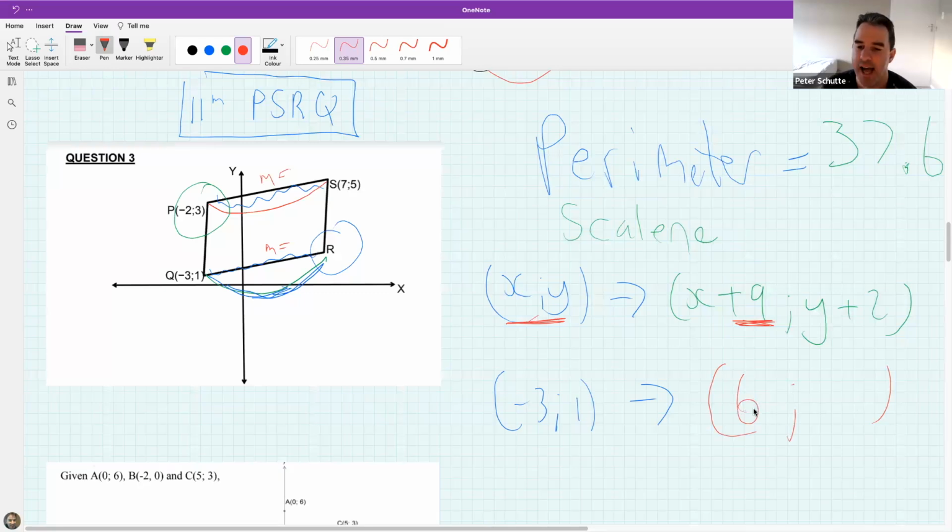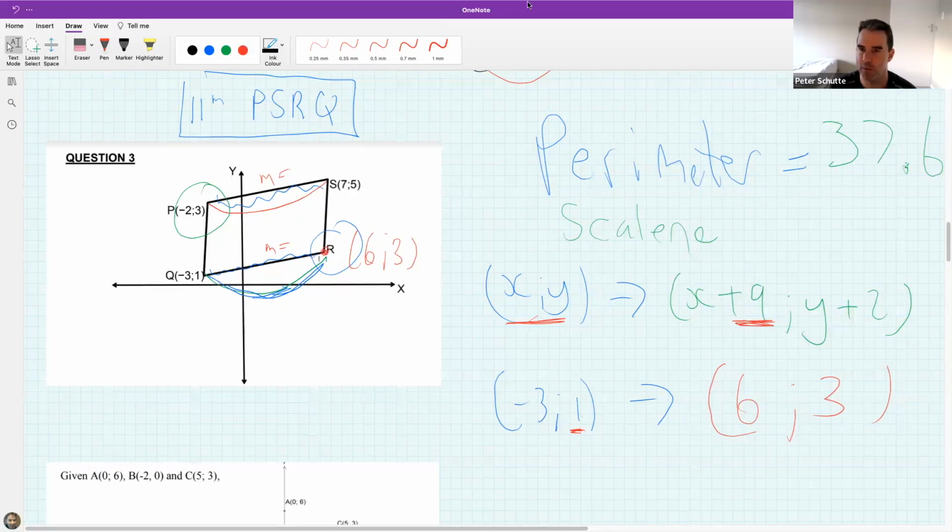And then if I want to go from here to here, and I'm going from this y over here, what is this 1 going to have to become when it gets to here? So 1, and I look at my journey and it's +2, and so this becomes 3. So this point over here, the point on the parallelogram has to be the point 6, 3.